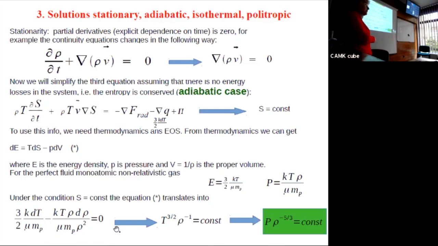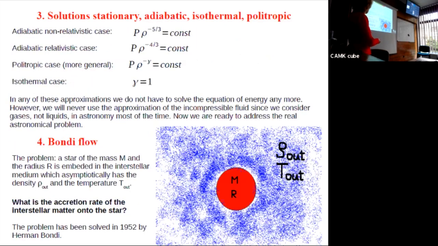And this equation is easy to integrate. And what you will find is something like T to the power 3/2, this comes from this actually, times density to the power minus 1 is constant. It is more frequently expressed rather in such a way as a relation between pressure and density. So either as pressure equal a constant times density to the power 5/3, or in this form. So if we have this form, then we can forget about the energy equation, which is nice.